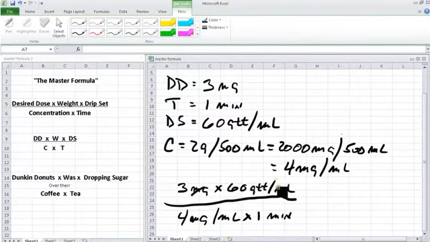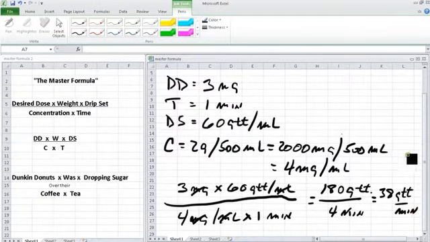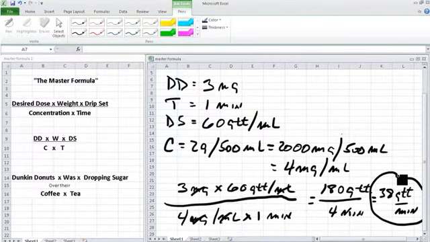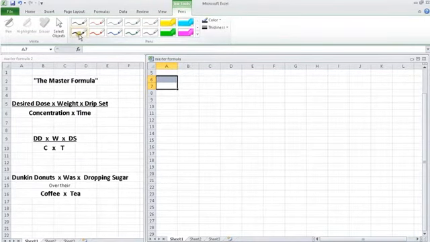There are some things that cross off. The milliliters cross off, and the milligrams cross off. What we end up with is 180 drips over 4 minutes, which is equal to 37 and a half if I do the arithmetic, so we round up, 38 drops per minute. And that's the answer. Let's erase that one, and we'll move on to the next question.